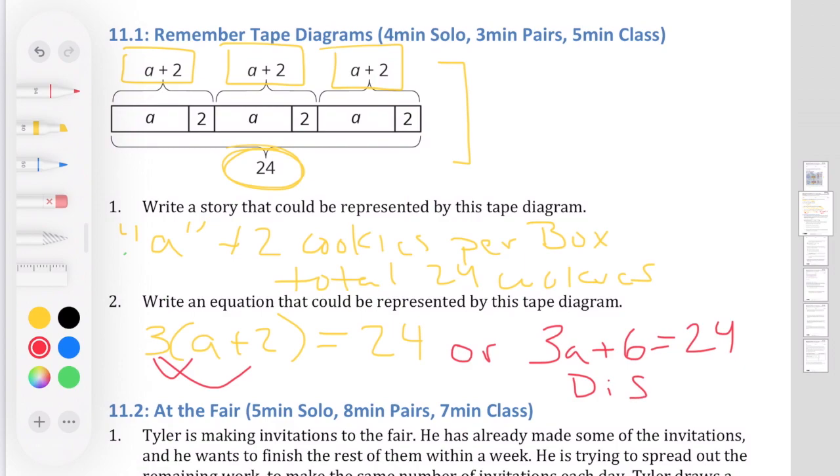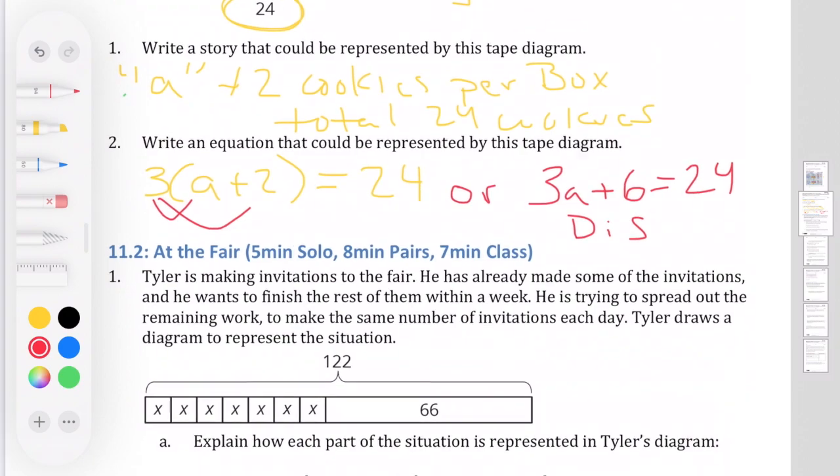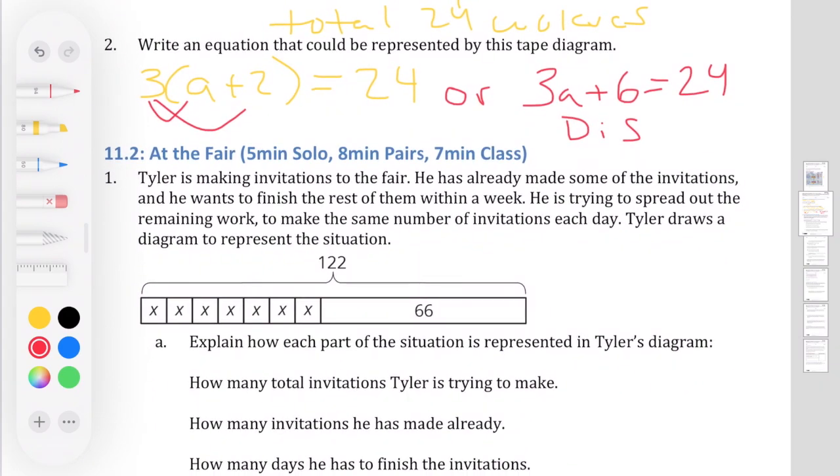Now let's go ahead and move on to 11.2, at the fair. So there's going to be 3 scenarios here, 1, 2, and 3, where we break down items for the fair, such as invitations, putting together prize baskets, and buying tickets to the fair. Our first example is Tyler is making invitations for the fair. He has already made some of the invitations, and he wants to finish the rest of them within a week. He's trying to spread out the remaining work to make the same number of invitations each day. Tyler draws a tape diagram to represent the situation. We can see that tape diagram right here.